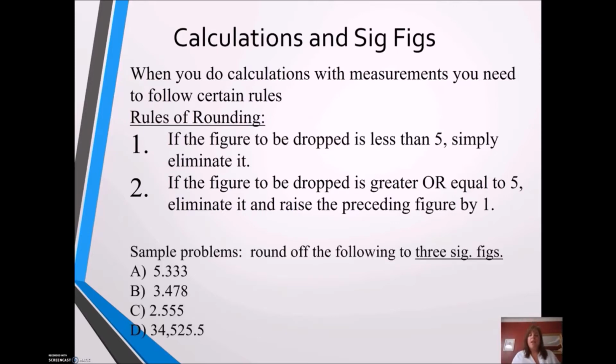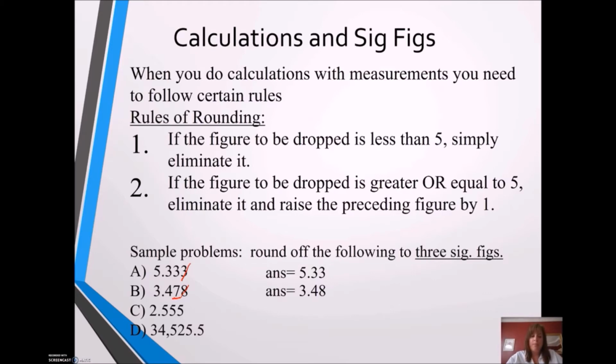So what does that mean? Well, here are some sample problems. I want to round these so that I only have 3 significant figures. So these are all non-zero digits, right? Right now I have 4. I only want 3, which means we need to get rid of that number. Well, it's less than 5, so that's great. We can just drop it, and we get 5.33. For this one, we need to get rid of that 8, so we can only have 3 significant figures. Well, it's greater than 5, so we need to round up the 7 to an 8, and we get 3.48.